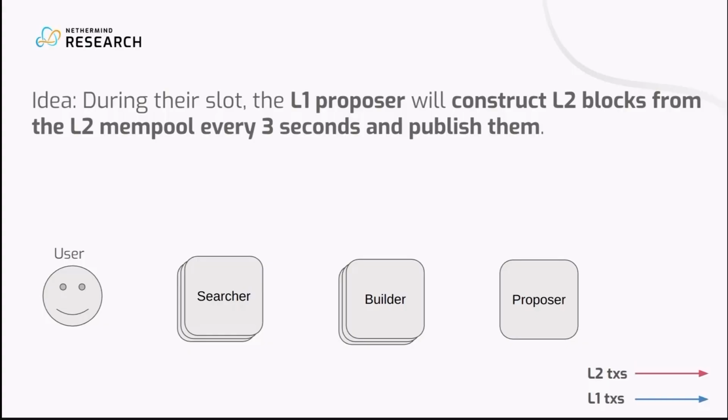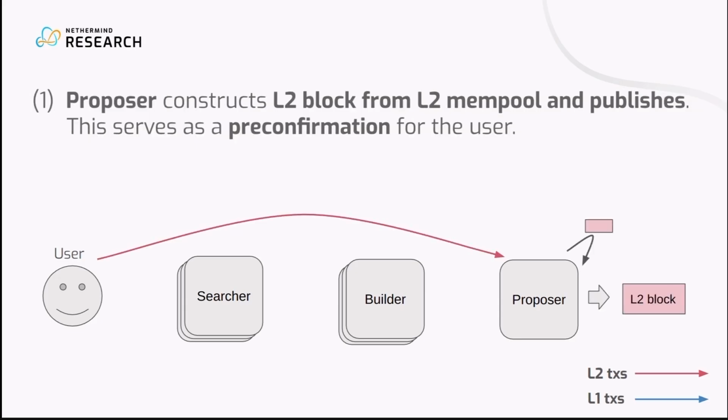So let's see how that would work. The idea is simple. During the slot, L1 proposers will construct L2 blocks from the L2 mempool every 3 seconds and publish them. In this diagram, first the proposer will collect a bunch of L2 transactions from the public mempool, and then construct an L2 block and then publish it.